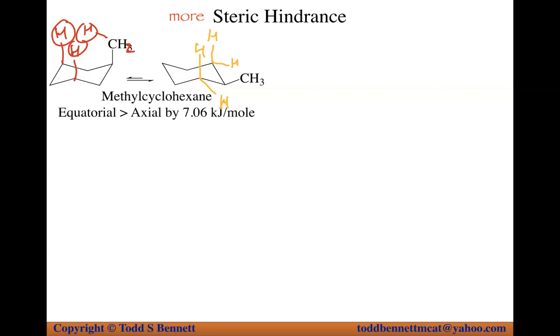Now, the way they studied this is they actually looked at the energetics of how it distributes, and they found at equilibrium that you had about a 95 to 5, or 19 to 1 ratio, of equatorial to axial. And then by plugging into thermodynamics equations, basically delta G equals negative RT ln K, they can figure out what the energetics of it is, and from that deduce what the favorability is, what the energy relationship is. Long story short, mathematically, we conclude that this 95 to 5 ratio equals 7.06 kilojoules.